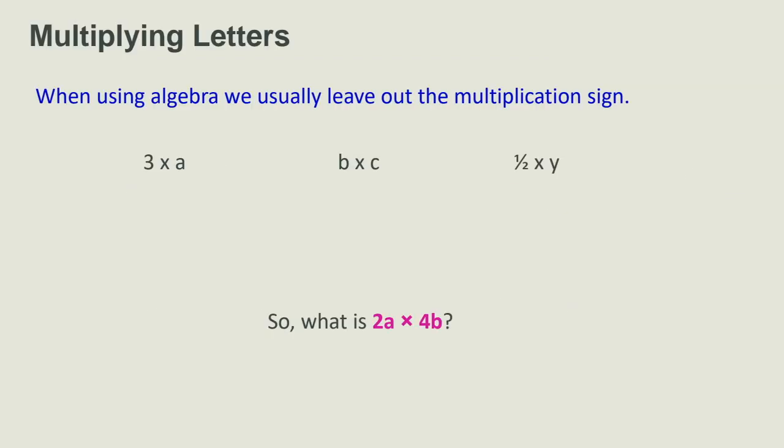So when we use algebra, we usually leave out, well, we actually always leave out the multiplication sign. The reason for that is because the variable that we love to use in algebra is that x, and that x can get confused with the multiplication sign. So we tend to use brackets most of the time if we need to separate two things and tell whoever is doing the question.